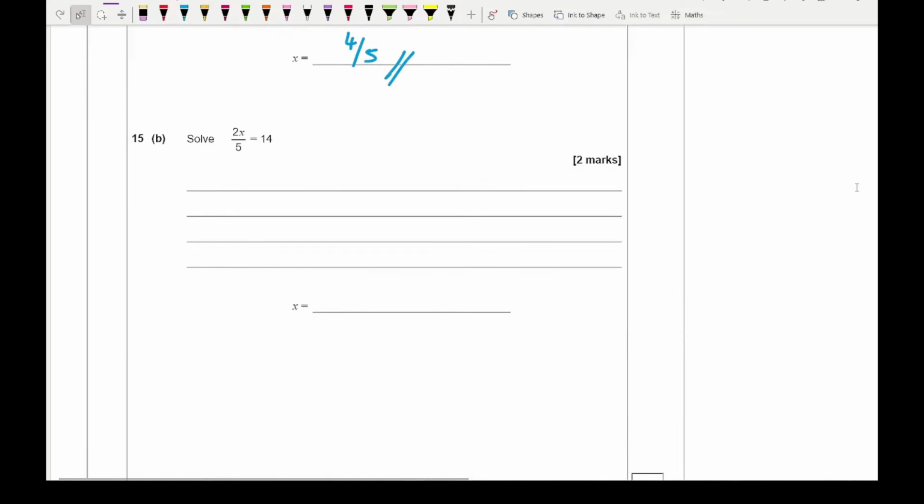Moving on to question 15b, it says 2x over 5 equals 14. So again, our objective when solving equations is to get x by itself. And how you get rid of things is by doing the opposite to what it's doing to x. So here we want to get rid of the 5, and the 5 is dividing, so we multiply by 5. So 2x is going to equal 5 times 14, which gives me 70. And then divide by 2, so x equals 35.